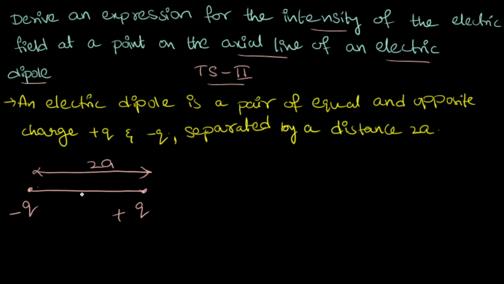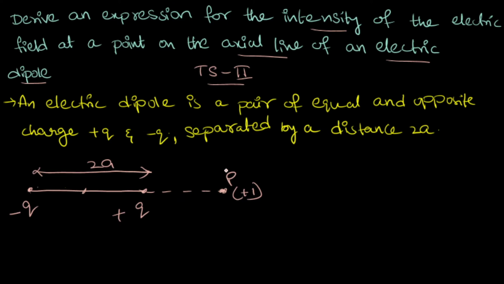What is the axial line? The line which joins the negative charge, the center of the dipole, and the positive charge is the axial line for this electric dipole. I am just extending this axial line, and at point P I am placing a positive charge. We have to find out the electric field at this point P, which is on the axial line of this electric dipole.